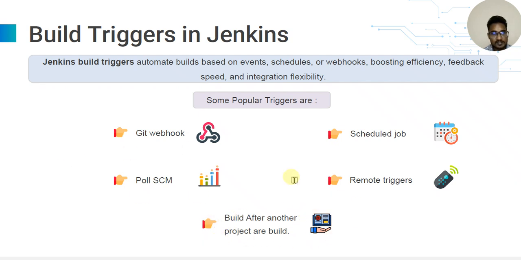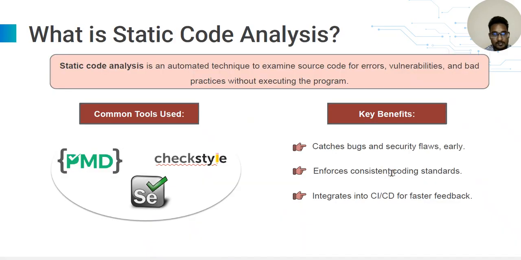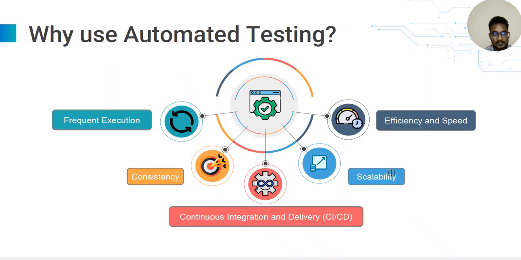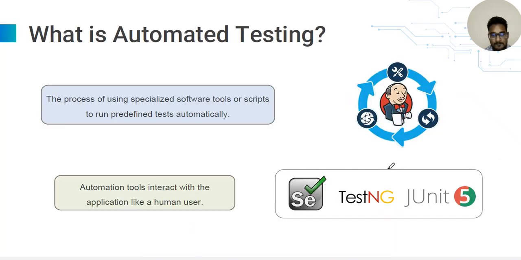Build after another project or build. These are the Jenkins build triggers. Some popular triggers are Git webhook, schedule job, poll SCM, remote triggers, and build after another project. So this is called build triggers in Jenkins. Configuring build triggers and webhooks with Git, automate testing and static code analysis.